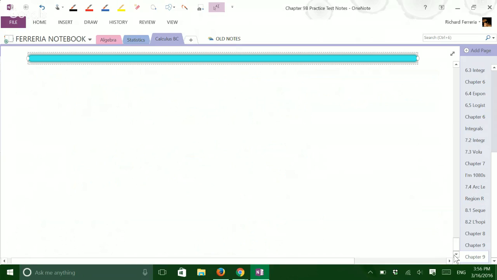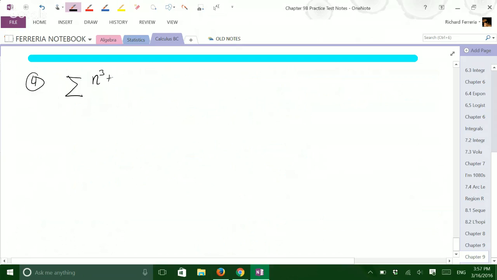Now, number 4 says determine convergence or divergence. Let's see that series. For 4, we have n cubed plus 8 over 3 to the n, 6 to the n. And we want to know, does this converge or diverge?